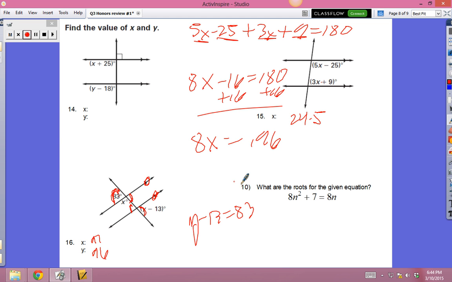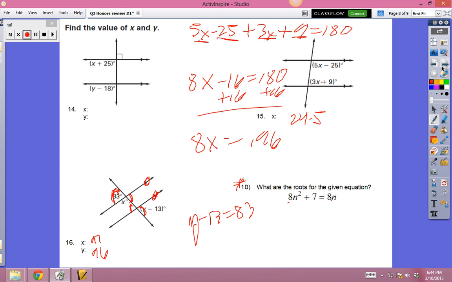Okay, 10 I'm not going to work out. 10 is just a quadratic formula. A is 8, B is a negative 8, C is 7. Plug them in. Find the roots.